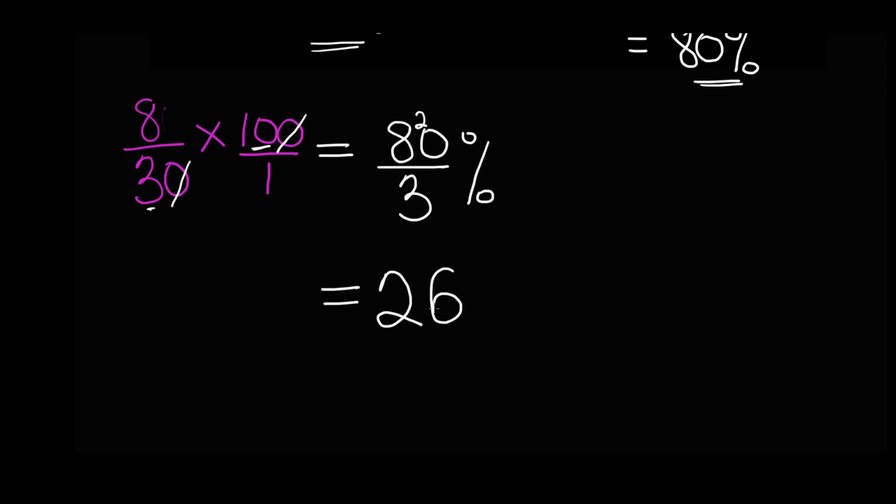So that is 26, right? Because 3 times 6 is 18, so 20 minus 18 is 2. So it will remain 2 over 3. If you remember your long division method very well, that is all we have just done. 26 whole number 2 over 3%. That is your final answer.